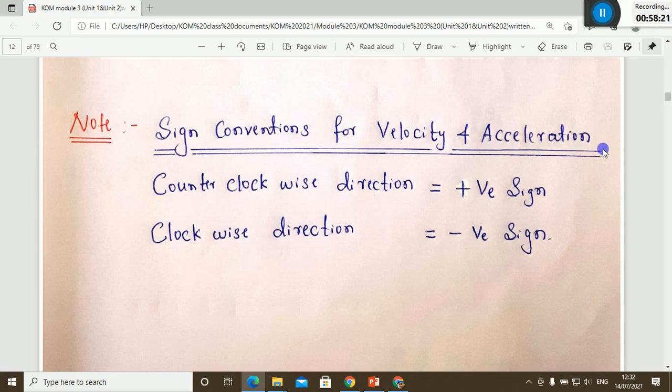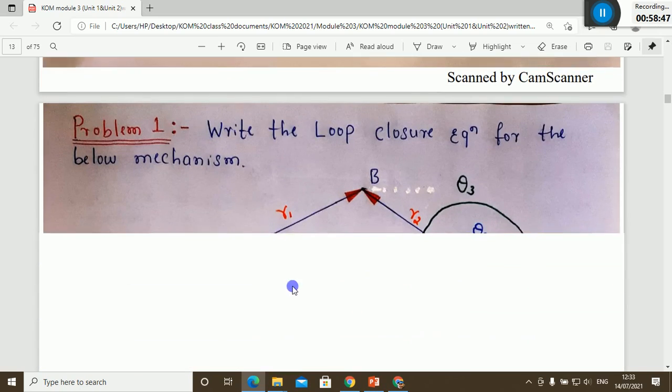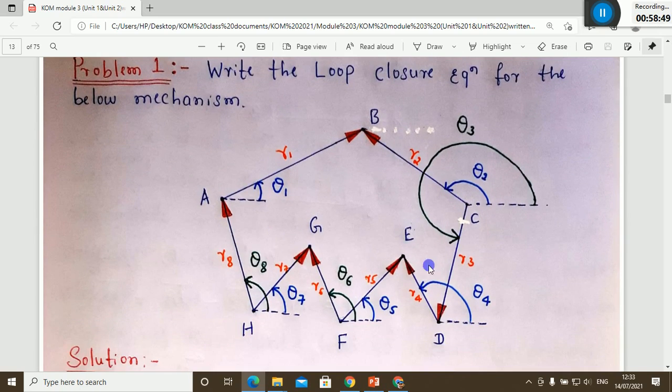There are three parameters. One is the displacement, velocity, acceleration. For displacement, I can take clockwise as a positive, counterclockwise as a negative. And for the remaining two, that is velocity and acceleration, I can take it as a counterclockwise as a positive, clockwise as a negative. So after solving one or two problems, we'll get the clear idea.